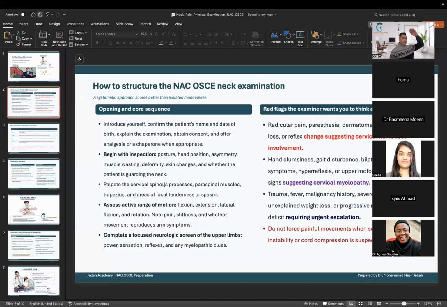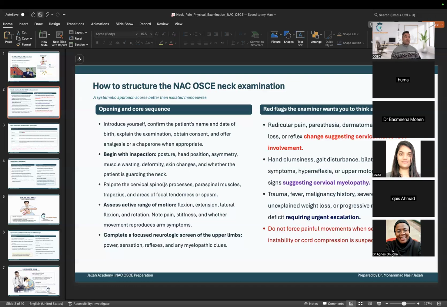So from the front, I do not appreciate any abnormality. At the side, everything looks normal. The cervical lordosis is normal. I do not appreciate any abnormality from the other side, from the back. And the contour looks normal. So then you're done with the general inspection.